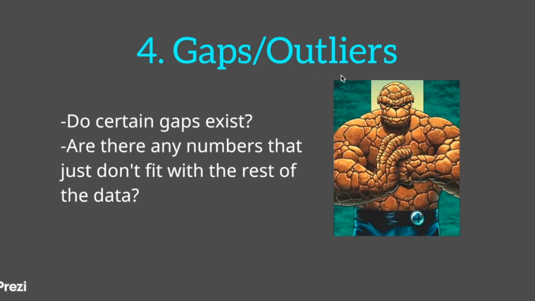And then of course, are there any outliers? An outlier would just be a number that doesn't fit in with the rest of the data. So a number that's so extremely small or so extremely high that it's going to be pulling the average in that direction. And those are certainly something that you'd want to call out if you see them in the data.